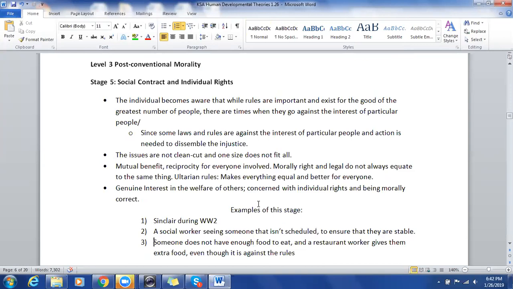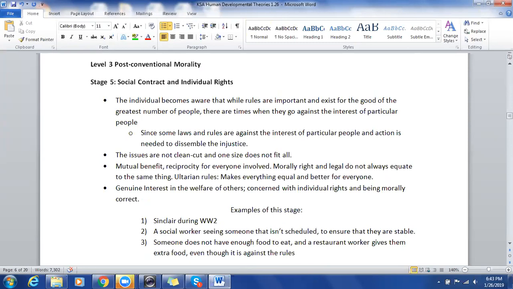So stage 5, social contract and individual rights. This is when the individual becomes aware that while rules are important and exist for the greater number of people, there are times when they go against the interests of particular people. Since some laws and rules are against the interests of particular people, actions are needed to dismantle the injustice, meaning most issues are not clear cut and one size does not fit all. If one thing benefits the majority of people, but there's a group of people it's oppressing or discriminating against, we kind of need to push back on that.